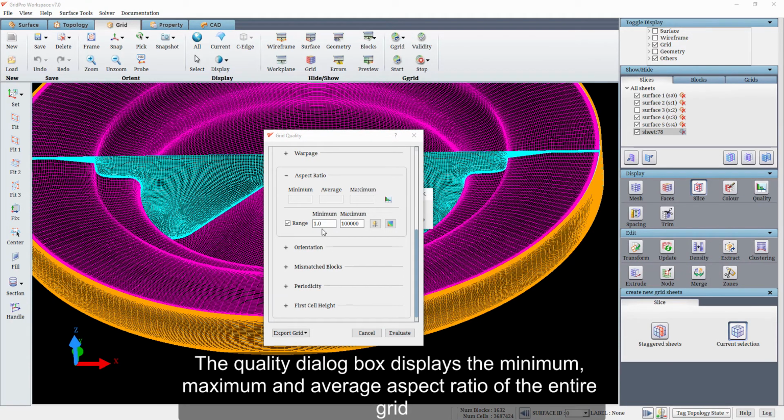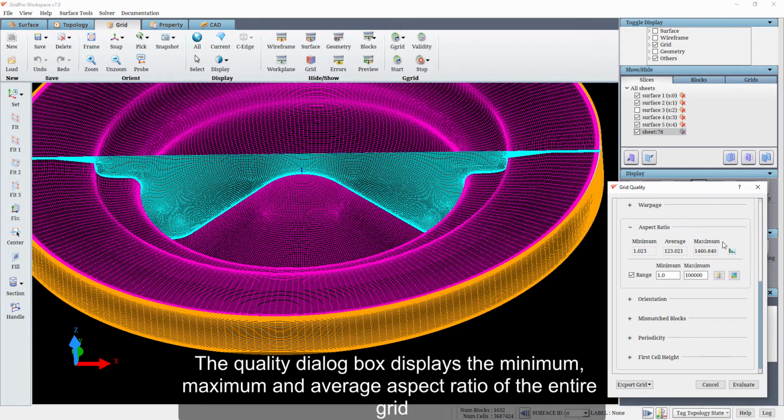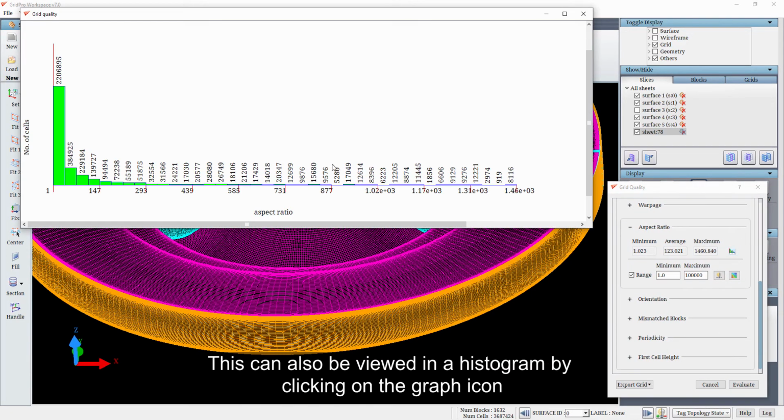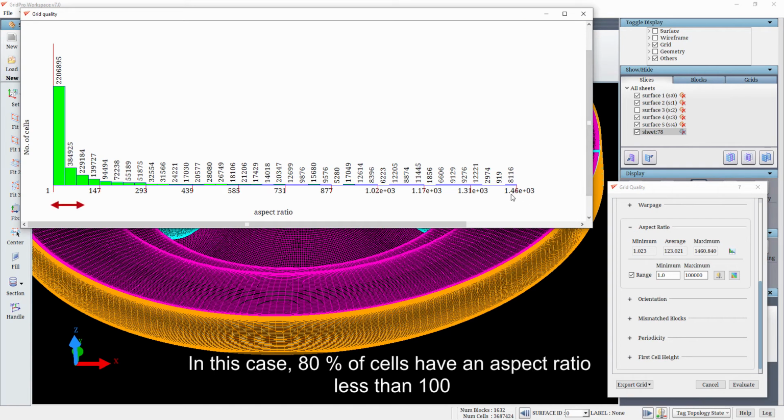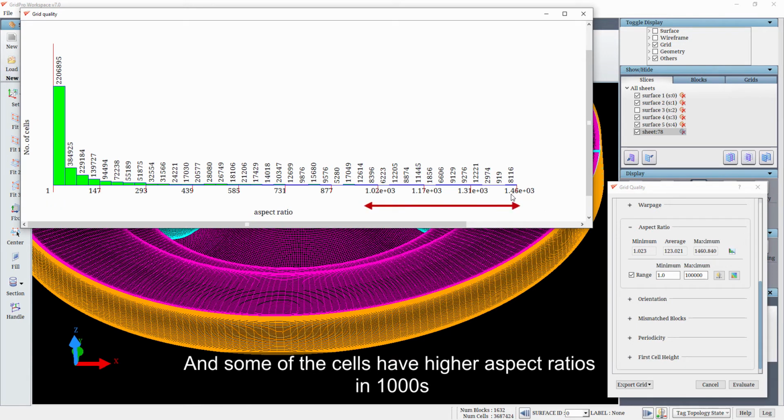The quality dialog box displays the minimum, maximum, and average aspect ratio of the entire grid. This can also be viewed in a histogram by clicking on the graph icon. In this case, 80% of the cells have an aspect ratio less than 100, and some of the cells have higher aspect ratios in the thousands.